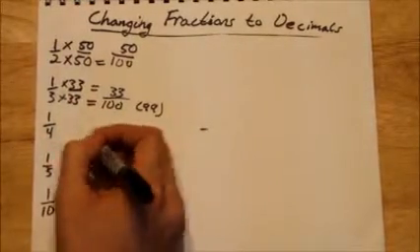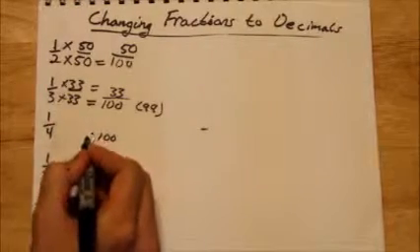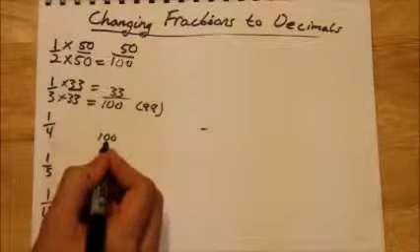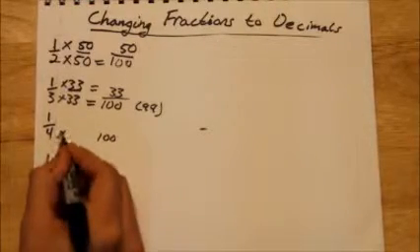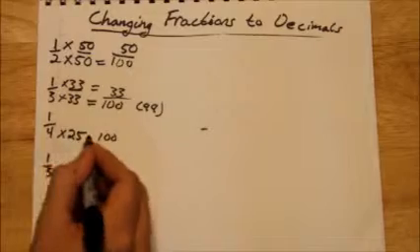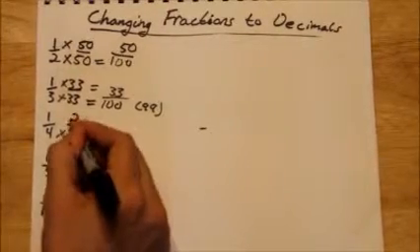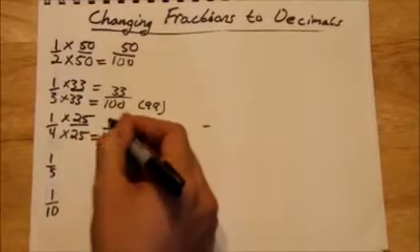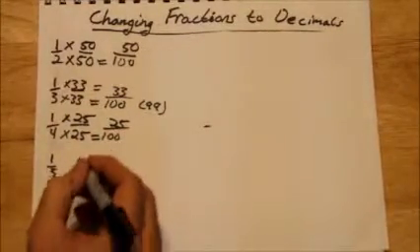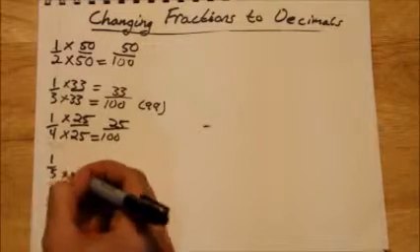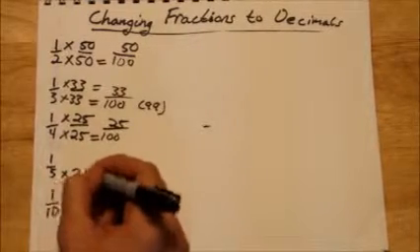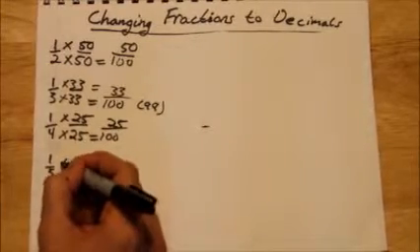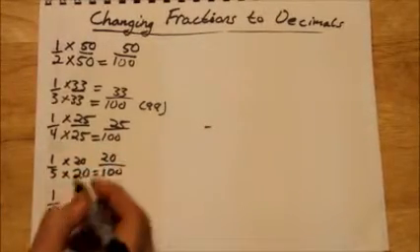Next we need to figure out 4 times what equals 100. Well, as we know, 4 quarters makes 100 cents, and each quarter is worth 25. So 4 times 25 equals 100. So let's multiply 1 times 25, and we'll get 25. Now, 5 times what equals 100? Well, 5 times 20 equals 100. So 1 times 20 equals 20.